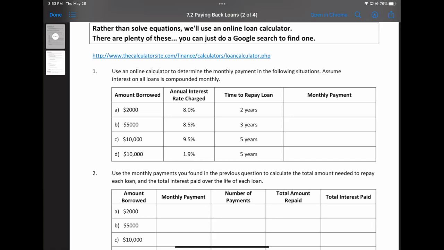Now, the interest rate, 8%, is not particularly high. It's not low, but it's not record high. And 2 years is pretty quick to repay it back.